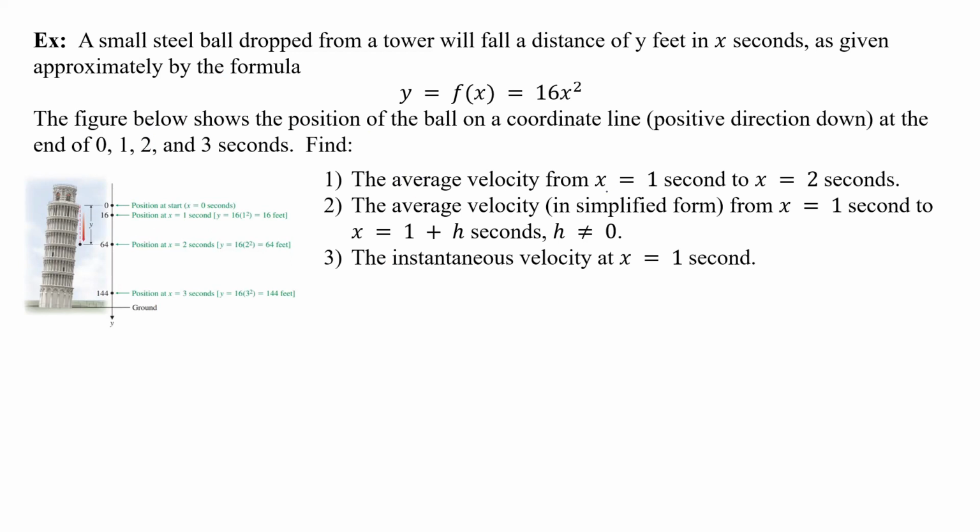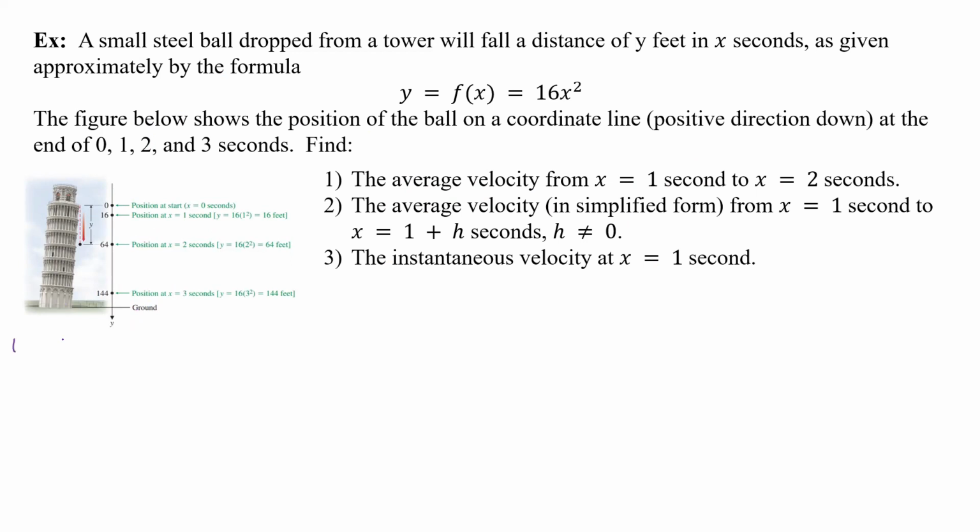We're supposed to find the average velocity from x equals 1 to x equals 2 seconds. Then the average velocity in simplified form from x equals 1 to x equals 1 plus h seconds, where h cannot equal 0. And then the instantaneous velocity at x equals 1 second. All right, so let's fill out what we know here.